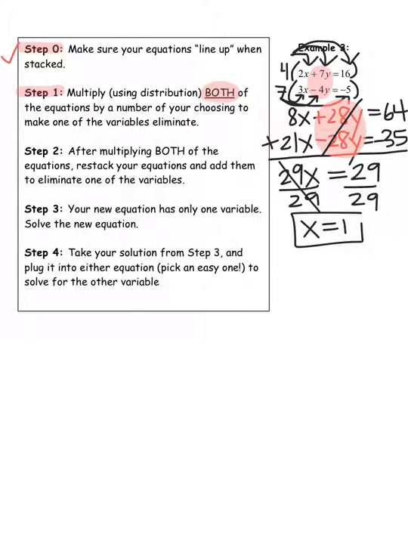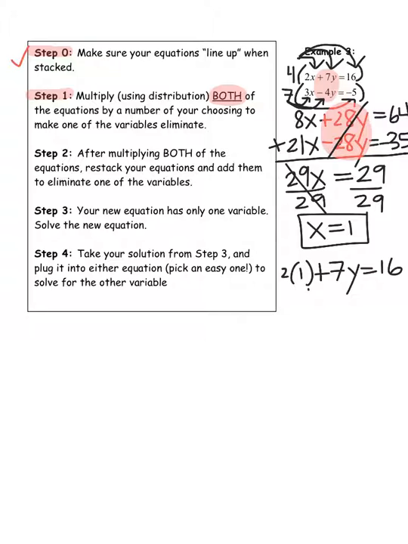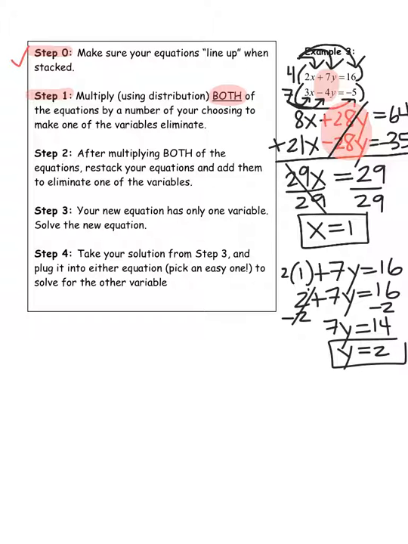To find y, I pick either equation. I'm going to pick the top equation. I'm going to plug x in. 2 times x is 1, plus 7y equals 16. That's 2. That's 2 plus 7y equals 16. Subtract 2, and I get 7y equals 14. And I know that that is y equals 2 if you divide both sides by 7.